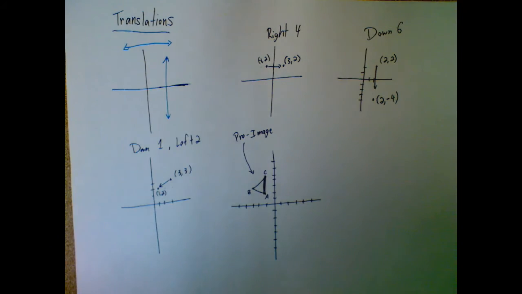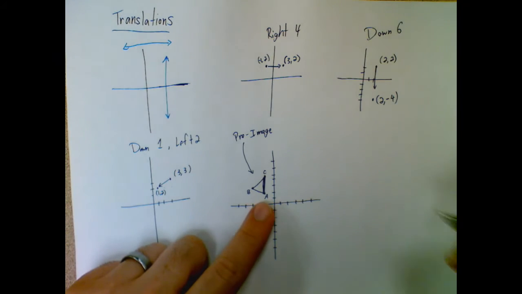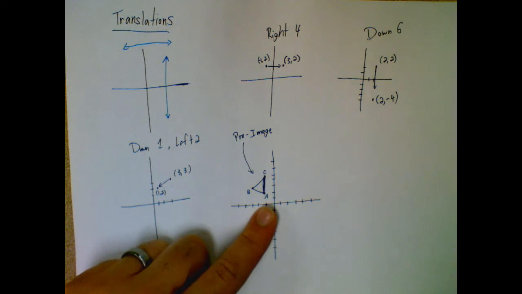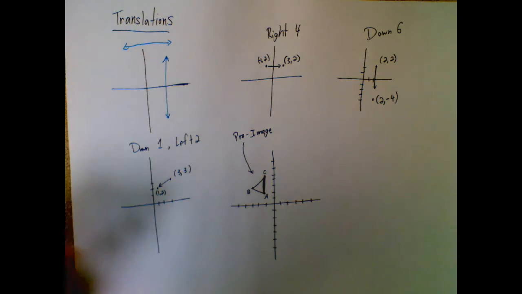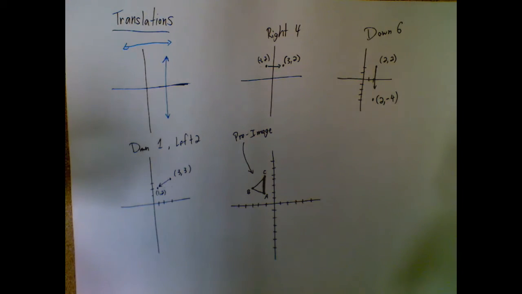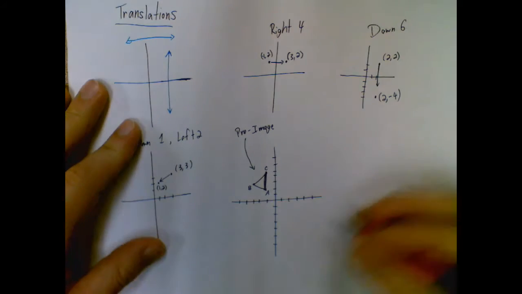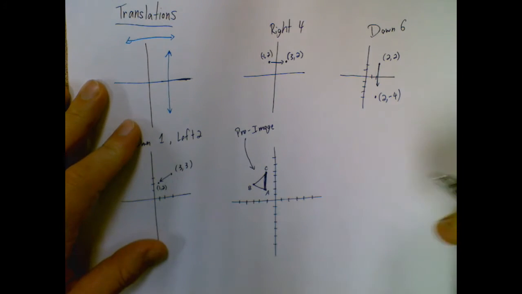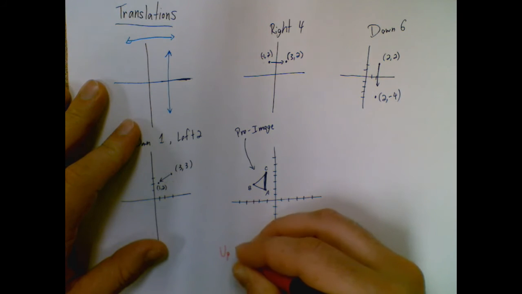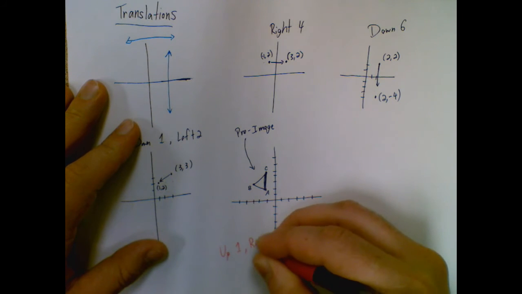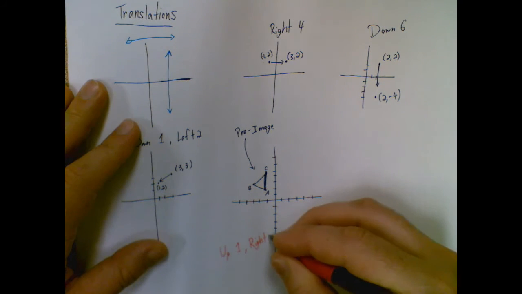All right, so now that I have this, let's take each of these points, and I'm going to do it without the coordinates this time. I'm going to do it by counting and see how that lands. So in order to do that, I need a transformation. So let's go up 1, so we don't fall off the graph, and right 4.